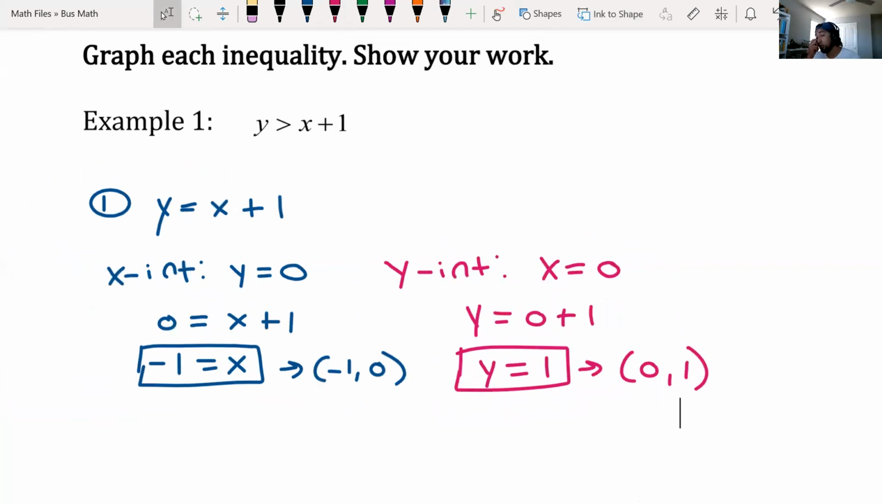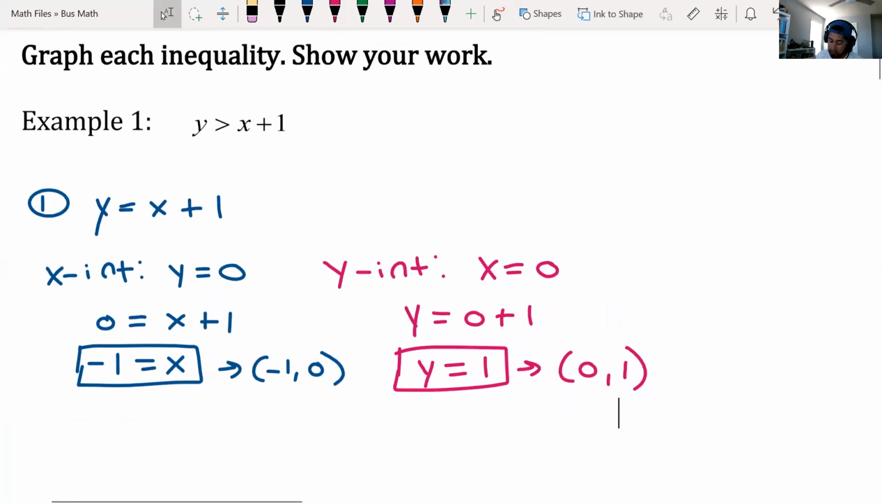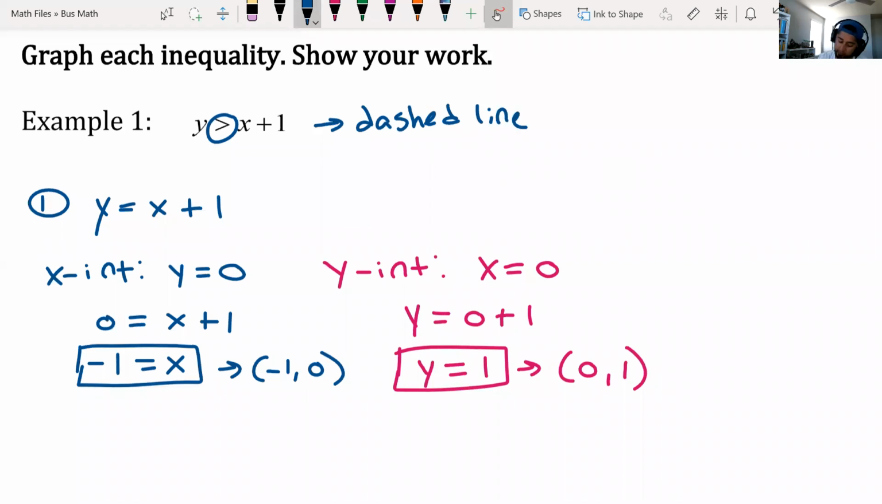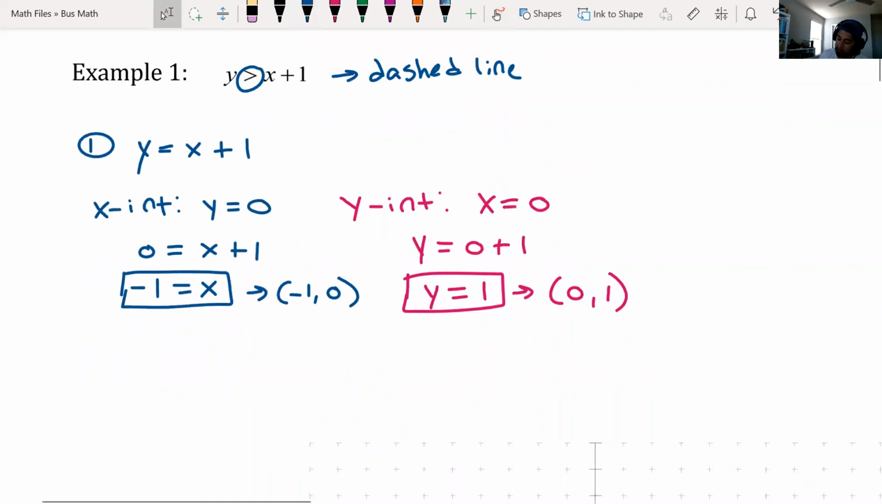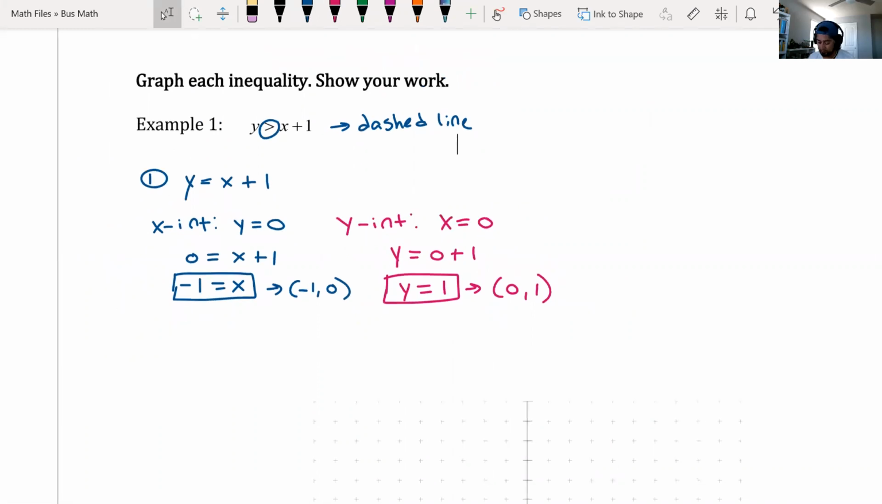And now what we should do is just recognize the inequality. I'm going to circle this inequality. It's greater than, so if you remember from above, greater than means we are going to have a dashed line. So when we graph this, it will be a dashed line.